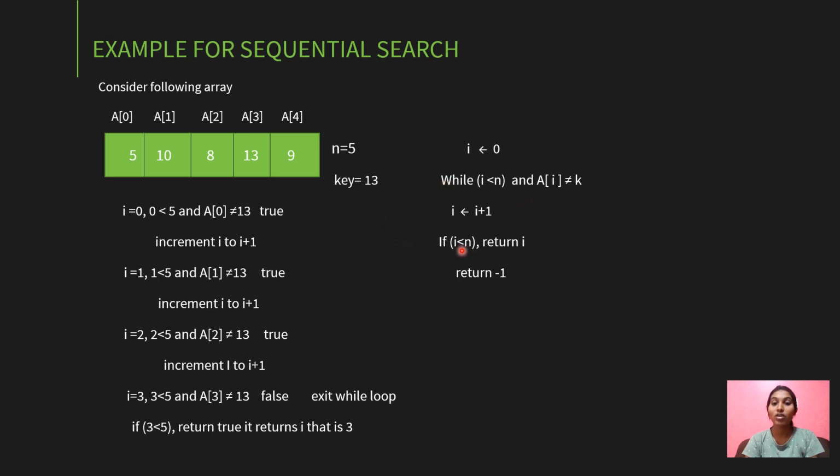the if condition where the condition is given by I is lesser than n. If this condition becomes true, then it returns I or else it returns -1. So let's see here. I is equal to 3, so 3 is lesser than 5 and A of 3 is not equal to 13. This statement becomes false, so it exits from the while loop and it comes to the if condition. The if condition is given by I is lesser than n, so I is 3 here and n is 5 here, so 3 is lesser than 5. This condition becomes true, so it returns the I value. Here I value is 3, so it returns 3. This is the simple example for sequential search.